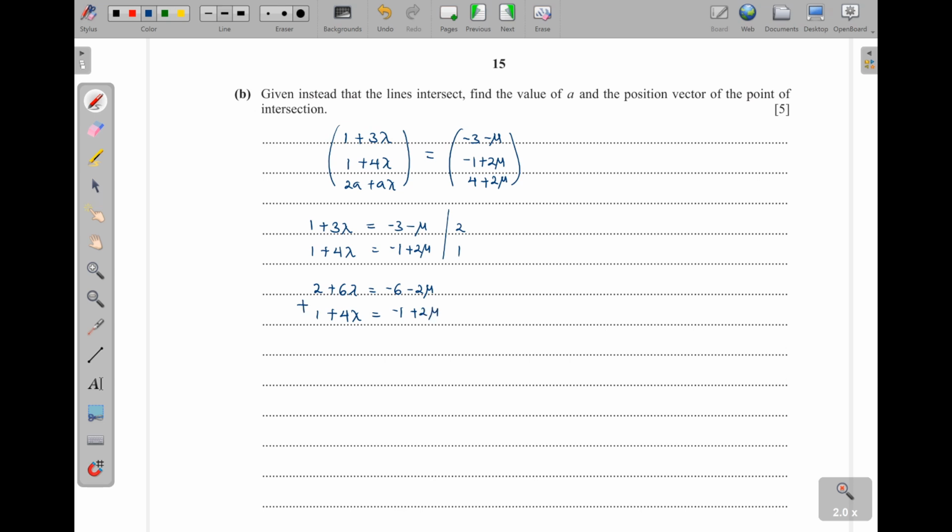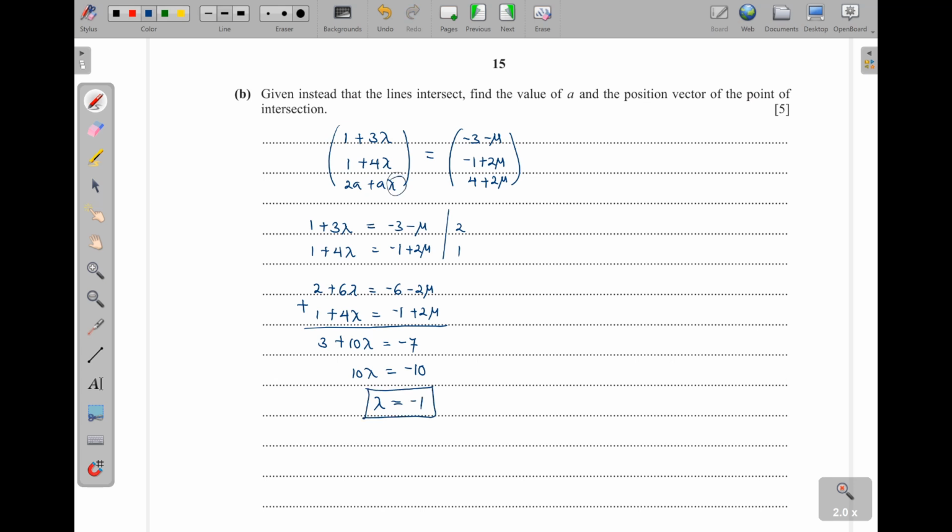Now, when I add these ones, automatically this one will go, and then we have 3 here, then plus 10 lambda, which is equal to negative 7. So take this one this side, it will be a negative. So 10 lambda will be equal to negative 10, because negative 7 minus 3, that's negative 10. And then lambda is going to be equal to negative 1 when you divide all through by 10.